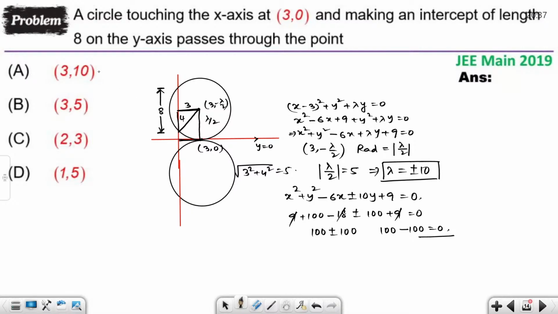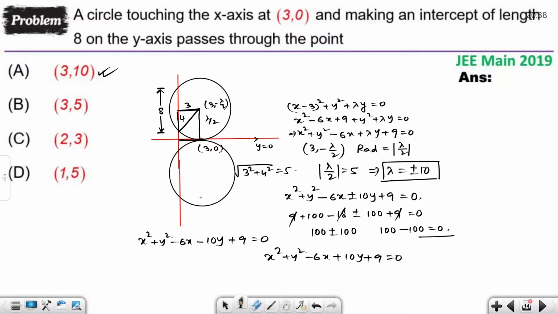That is, this point is very much on the required circle, because this point is going to satisfy the equation of the circle. This one, okay? The other circle is this one. Since this is single option correct, I'm not going to check any other points.